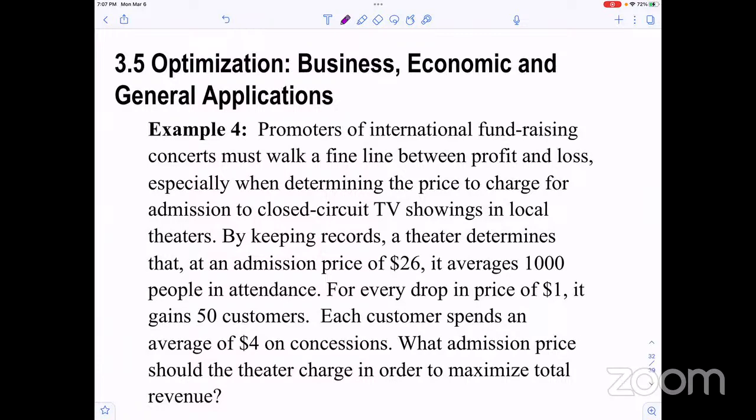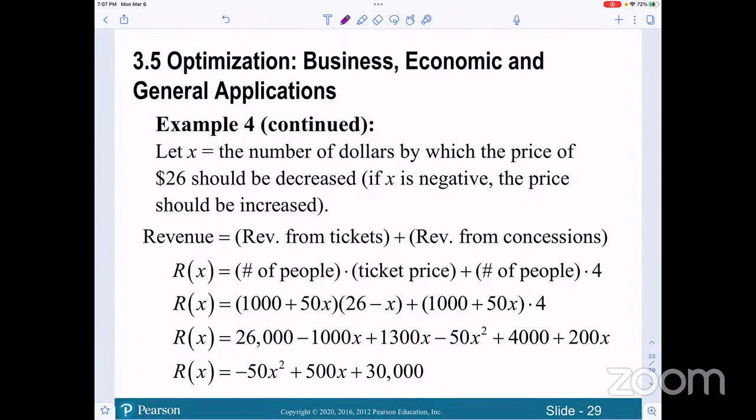Okay, here. So again, let X be the number of dollars by which the $26 price should be decreased, and X is negative if it's increased. Then the revenue is going to be the revenue from the tickets plus the revenue from the concessions. From the tickets it's the number of people times the price of the tickets. For concessions, it's the number of people times 4, right?